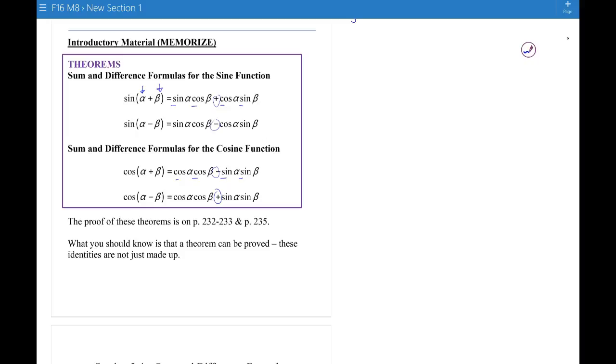So we can actually write these formulas smaller by writing sine of alpha plus or minus beta and saying, oh, that's sine alpha cosine beta. When it's the plus in the argument, it's the plus on the right. When it's the minus in the argument, it's the minus on the right. And then it's cosine alpha sine beta. So this is just a more compact way for memorizing it.